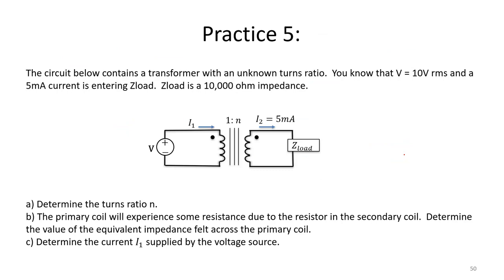All right, our next practice question is one of the examples we did previously on transformers. In this example, we have a circuit with an unknown turns ratio and an ideal transformer. We know our voltage source, and we know that we have a 5 milliamp current in our secondary coil. We're asked to determine our turns ratio, the equivalent impedance felt across the primary coil due to this 10,000 ohm resistance in the secondary, and we want to find our current I1 supplied by the voltage source.